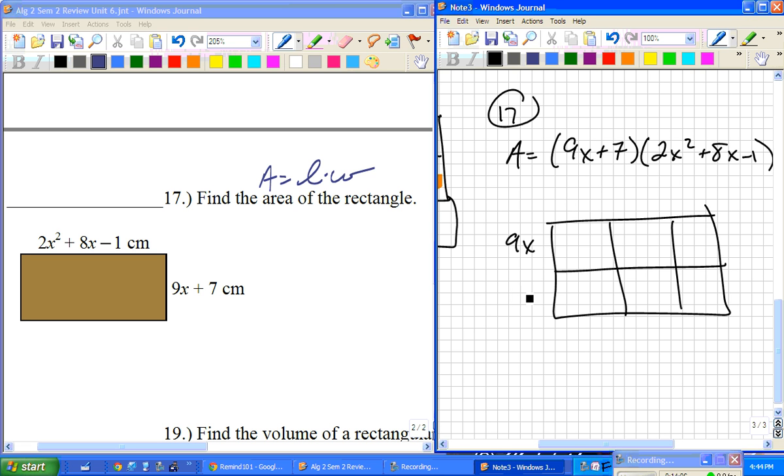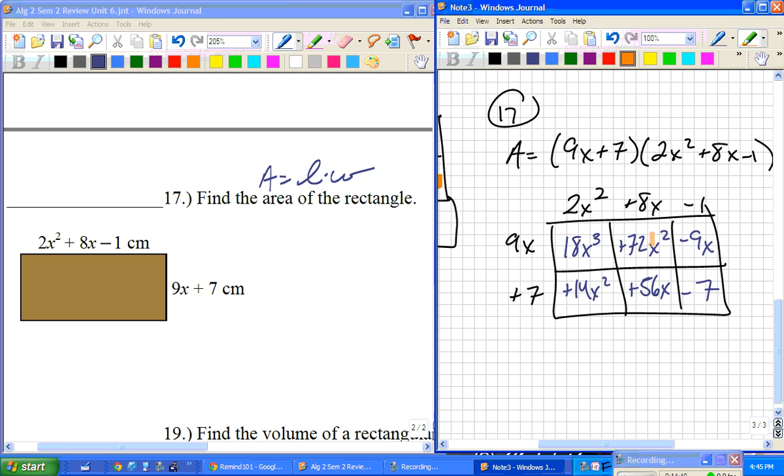Once again, I'm going to use the box method just to keep everything in order. Okay, we get 18x cubed plus 72x squared minus 9x plus 14x squared plus 56x minus 7.